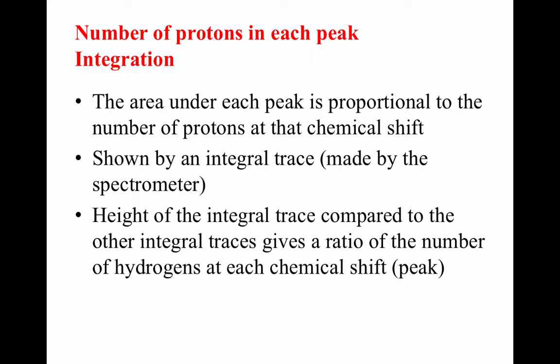So the number of protons in each peak, this is where we're going to look at the area under each peak. The area under the peak is going to be proportional to the number of protons in that chemical environment. This area has to be shown by an integral trace. Okay, so it's going to be like a dashed line that we see, or they actually write numbers. And it gives us the ratio of the hydrogens in one chemical environment to the hydrogens in the other. The height of that integral trace can be compared to give that ratio.